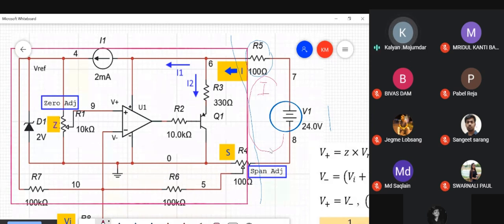As we saw earlier, this loop current should be independent of the load resistance. This loop current should be independent of this power supply voltage variations. That is what is necessary. The requirement is, in a 2-wire transmitter, the loop current should be independent of power supply changes, and should be independent of the load resistance.